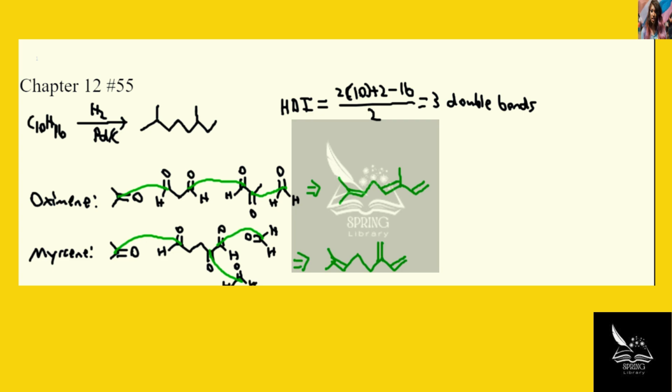So that's the way to approach this problem. Start by calculating the hydrogen deficiency index and determining what that's telling you about the molecule. Then look at the pieces that you're given and line them up in such a way that they fit the 2,6-dimethyloctane backbone. Then link the carbonyl groups to tell you where your double bonds are. And that's the answer to Chapter 12, problem number 55.